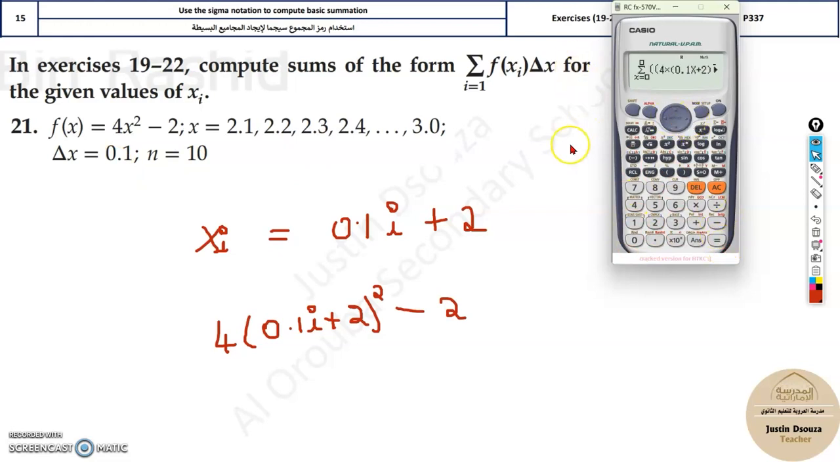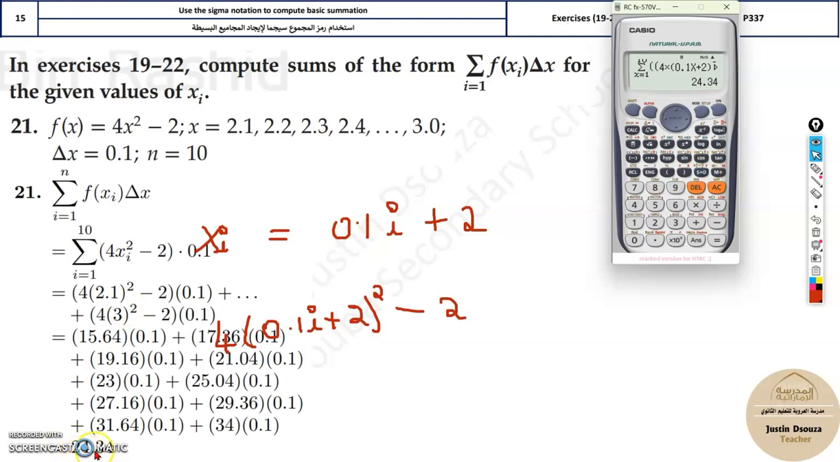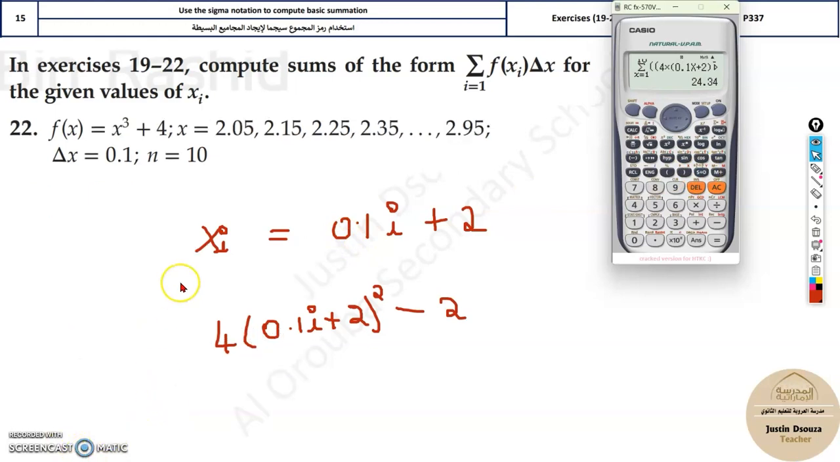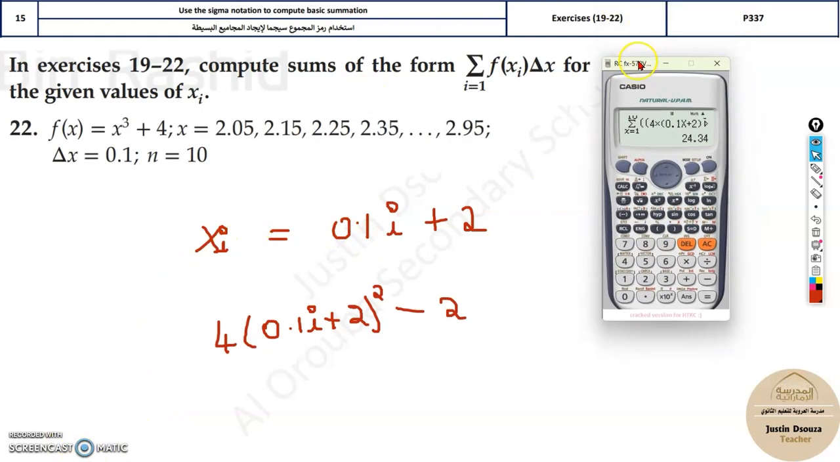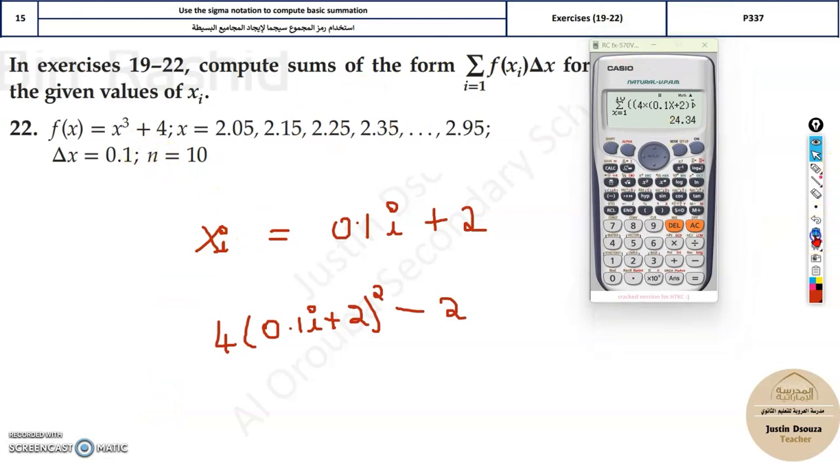So now the limits over here are from 1 till 10. That's it, and the answer I get is 24.34. Yes, that's the correct answer. Same way, do the other problems. Okay, this is the last one, so I'll do this quickly.